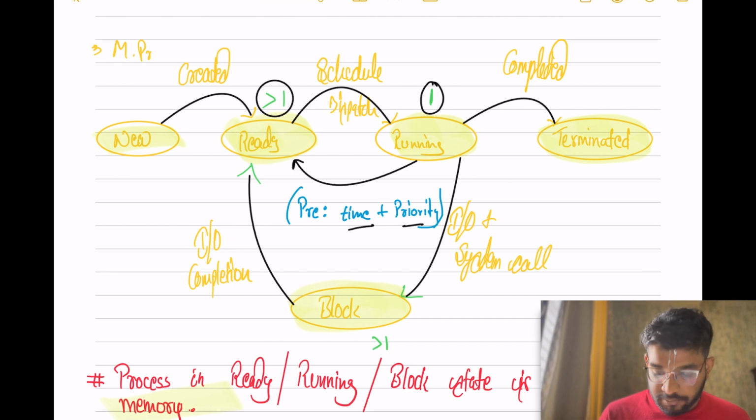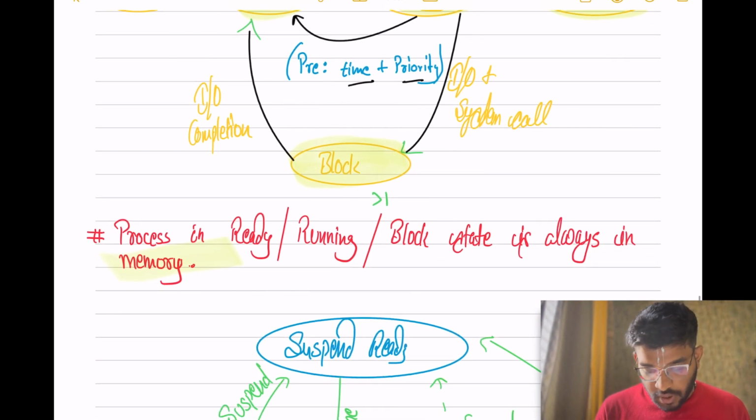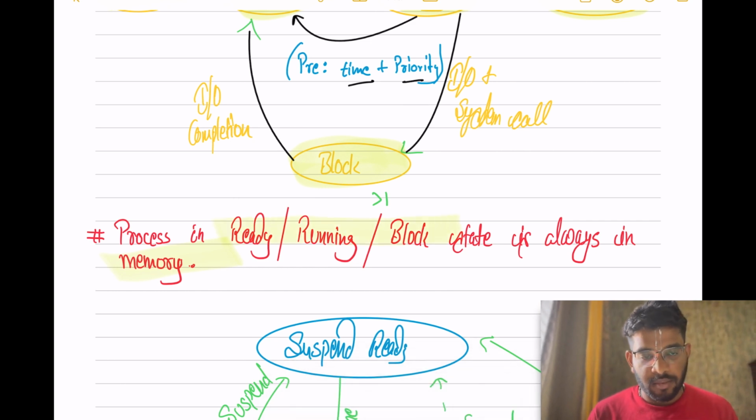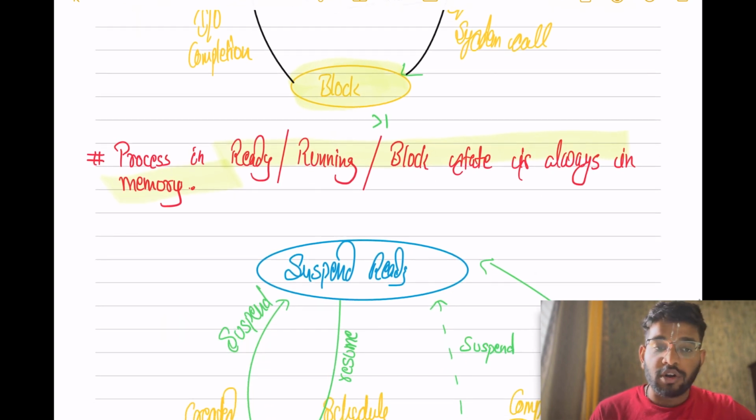So a process in ready, running, or block state always resides in main memory, while a process in new state or terminated state does not.